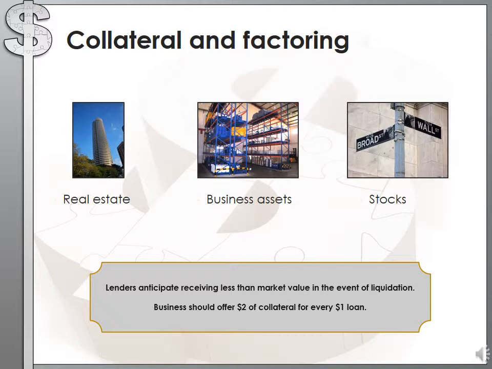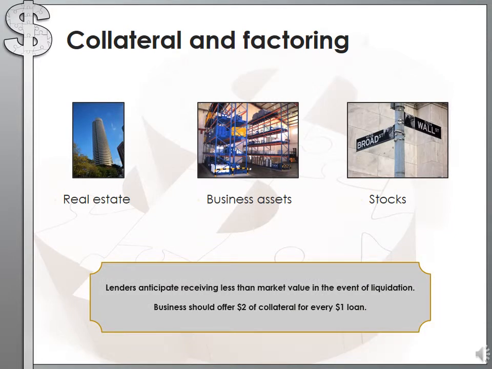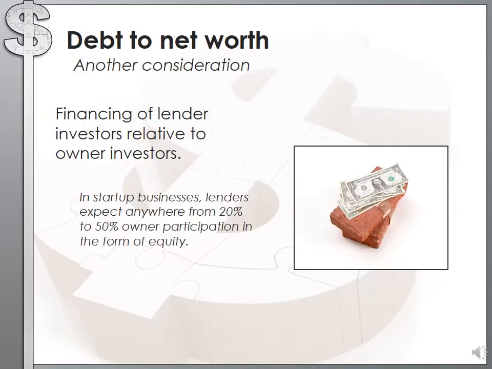When the lender would have to assume ownership of the collateral, they will attempt to sell it in order to recover the monies that were not repaid. However, the lender is not likely to recover dollar for dollar on the collateral's presumed value. So what the lender must do is discount the value of that asset as a consideration of the collateral. The important thing to consider is that lenders are going to anticipate receiving less than the market value in the event that they have to liquidate it. So it's important for businesses to offer, let's say, $2 of collateral for every $1 of a loan.